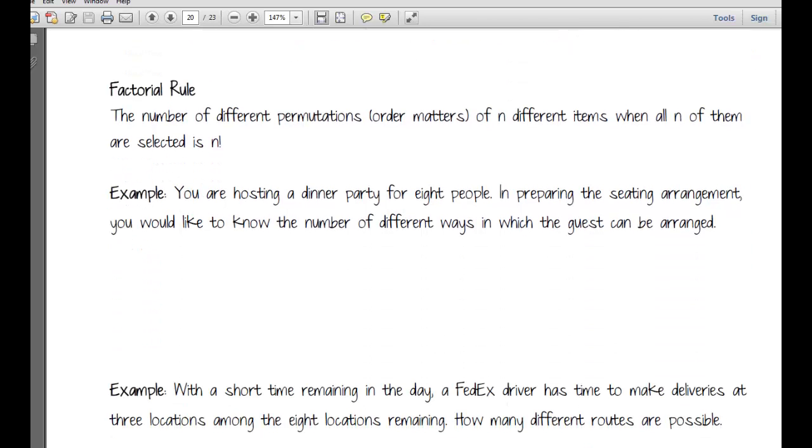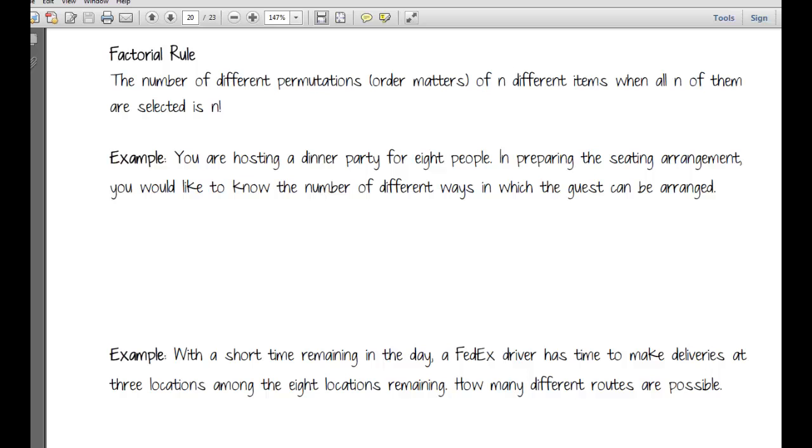All right, the second rule is called the factorial rule. It says the number of different permutations. When we talk about permutations, we mean the number of ways we can arrange objects. The arrangement of the objects matters.